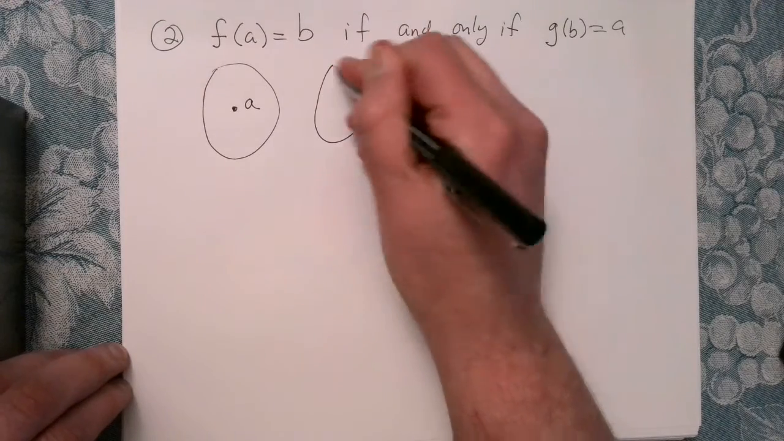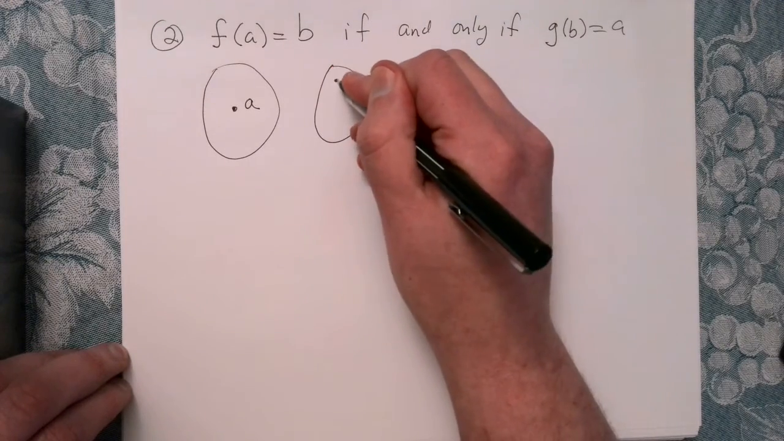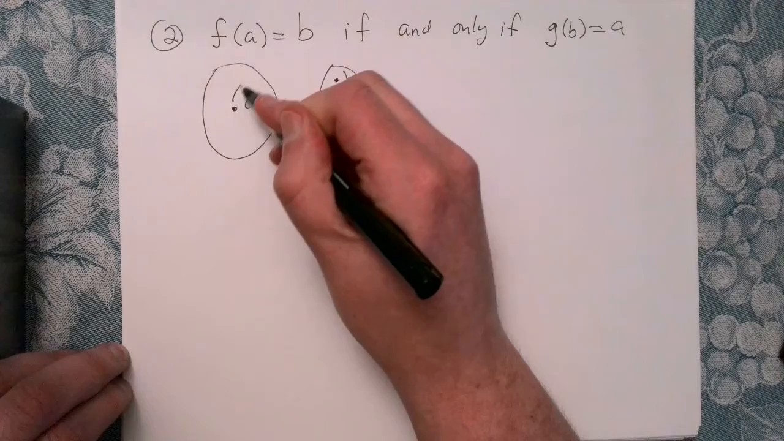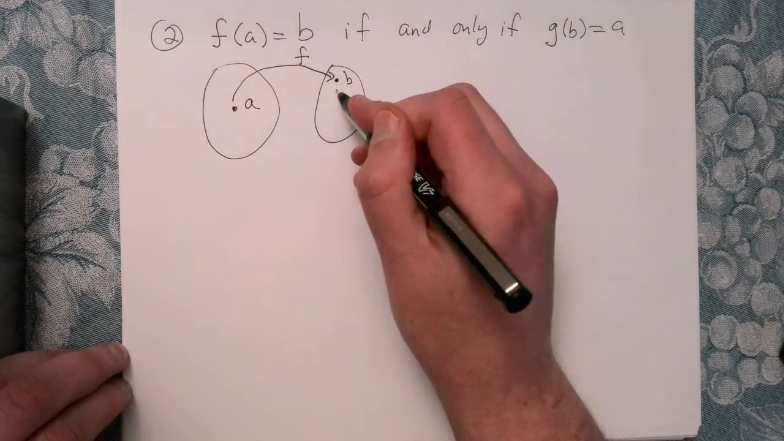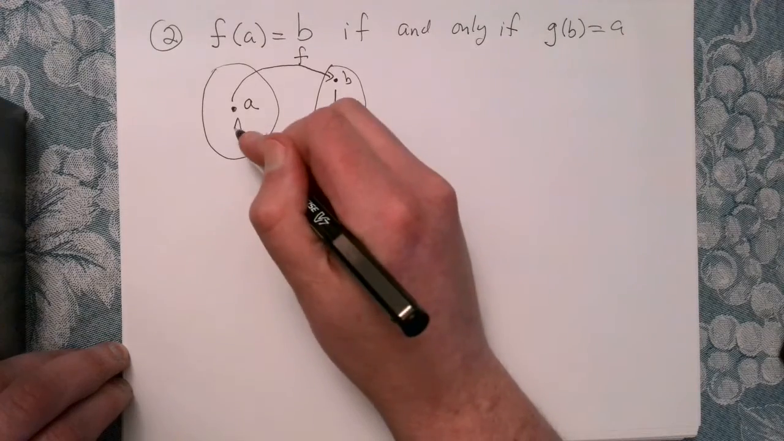Say there's a. Maybe there's b. f of a equals b. And then g of b equals a.